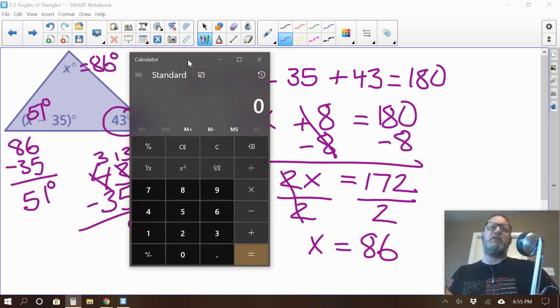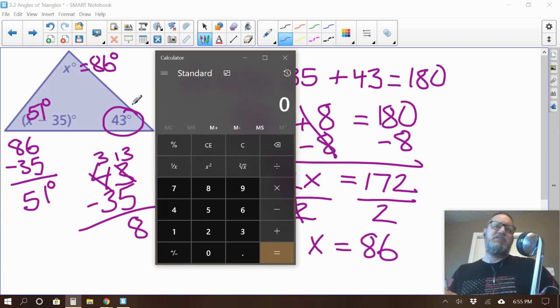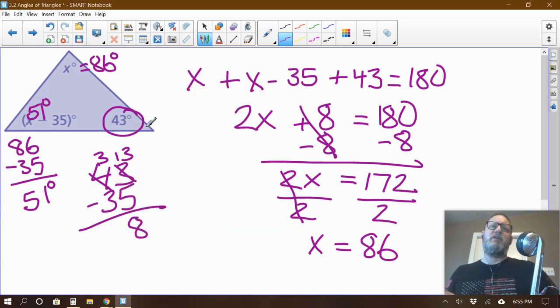Let me bring this calculator over. The other thing we know is these three angles need to add up to 180. Well, let's try it out. 86 plus 51 plus 43. Yep, 180 degrees. Looks like we have all three angles properly labeled.